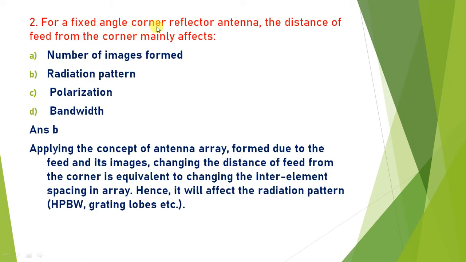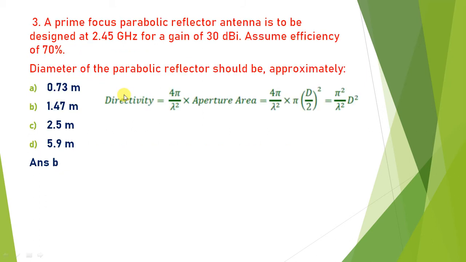For a fixed angle corner reflector antenna, the distance of the feed from the corner mainly affects what? Generally in a corner reflector antenna, the distance of the feed from the corner affects the main lobe and major lobe of the antenna. That means it is affecting the radiation pattern of the antenna. Its FBR, that is forward to backward ratio, as well as half power beam width and grating lobes, are all going to be affected if the distance of the feed from the corner is changed. So the answer is B.